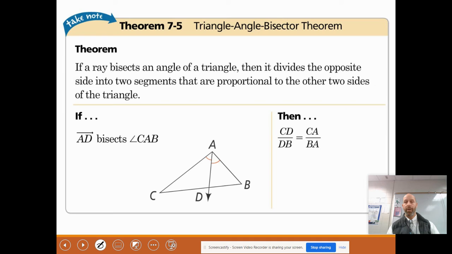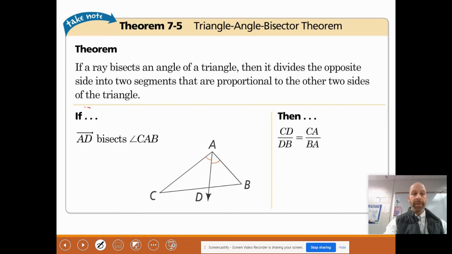All right, so we got our third and final theorem here. Theorem 7.5, this is the triangle angle bisector theorem. And it says if a ray bisects an angle of a triangle, then it divides the opposite sides into two segments that are proportional to the other two sides of the triangle. Okay, that's a mouthful. So let me make sure that we understand.